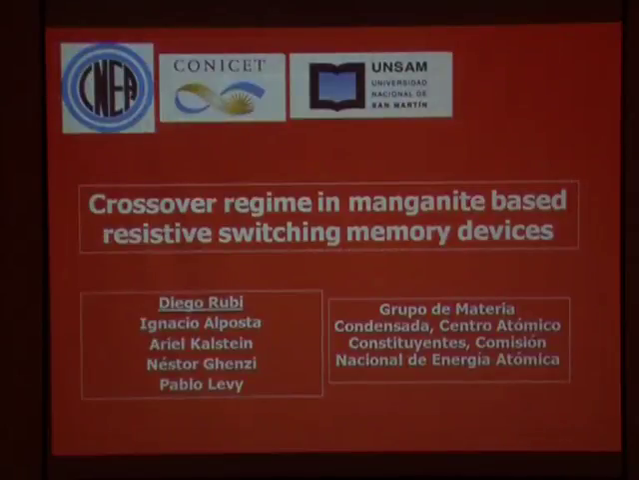Okay. So, as I was saying, this has been the work of some people. Ignacio Alposta, who is an undergrad student directed by Pablo and me. Ariel Kalstein, who is a PhD student here in the group. Nestor Hensi, who helped with the microfabrication of the electrodes in the thin films we got. And Pablo, who is the head of the group.